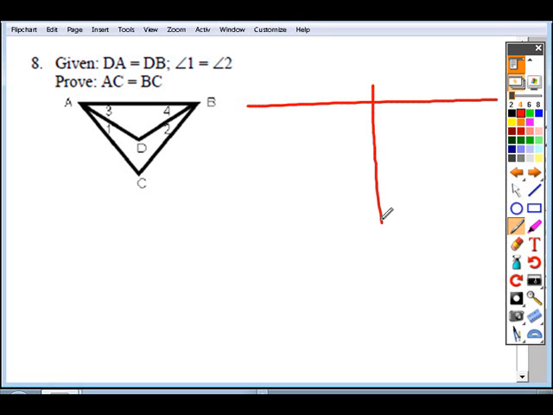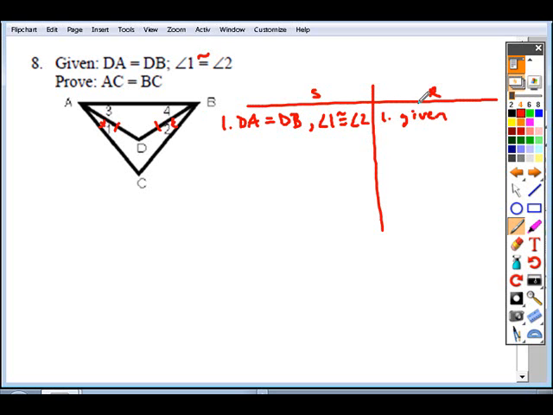Problem 8, once again, we'll set up our statement reason column. The information that's provided is, again, our first step, that dA and dB are equal. So here's dA and dB. And then also, in this case, angle 1 and angle 2. I'll write congruent since we're dealing with the physical elements themselves. So angle 1 and 2 are equal as well. Okay, so there's our given information.